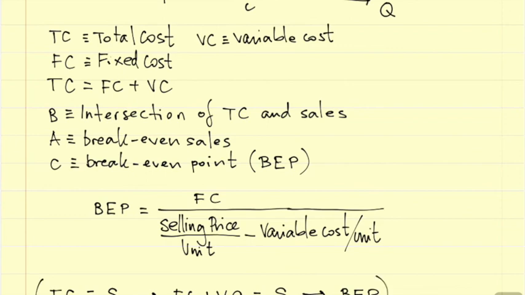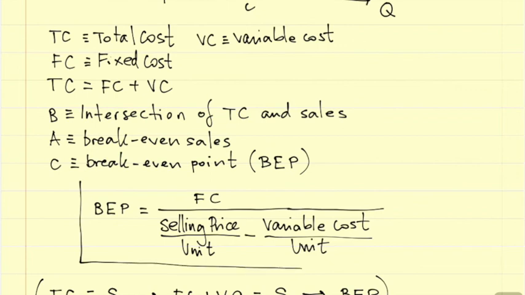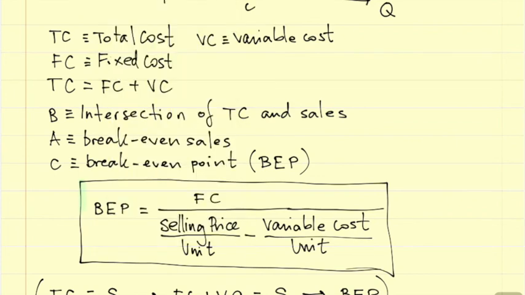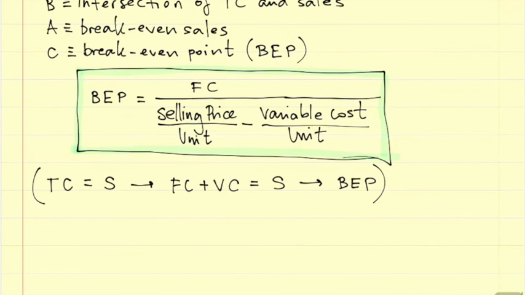Okay. Let me write it correctly. I mean, it's correct, but with the same variable cost per unit, so that it looks pretty. Okay, so this is the break-even point. It is the quantity that equalizes the total cost and the sales. Okay.